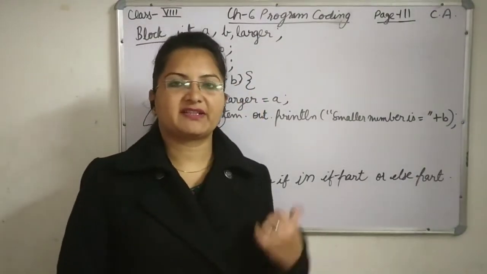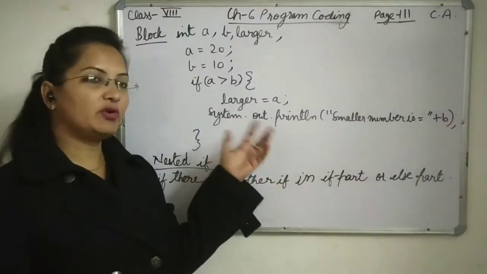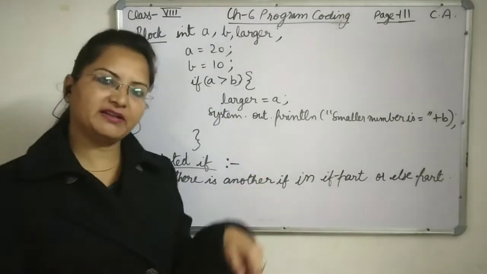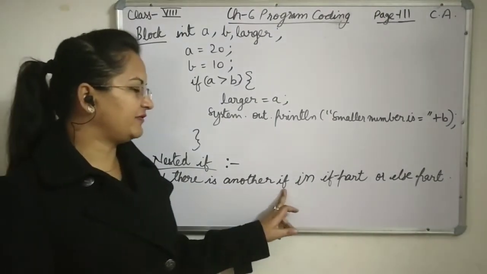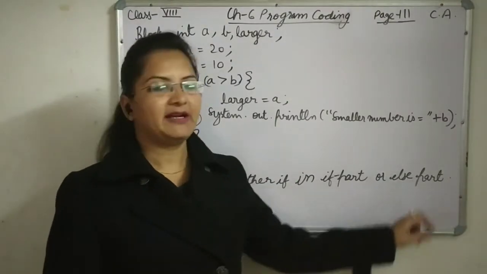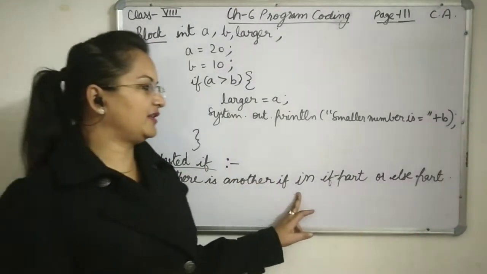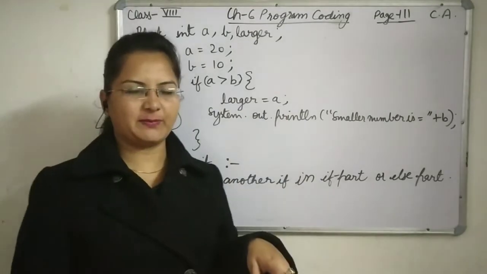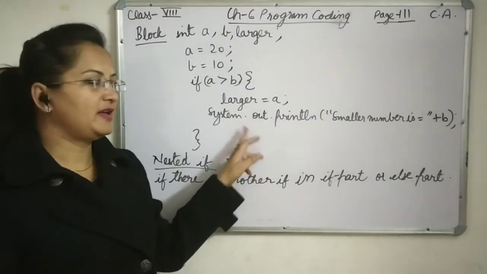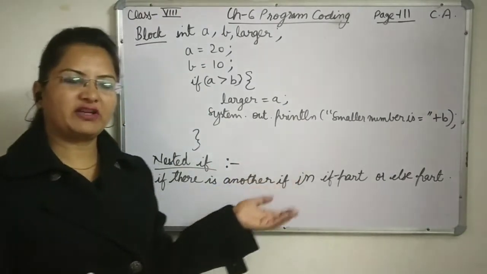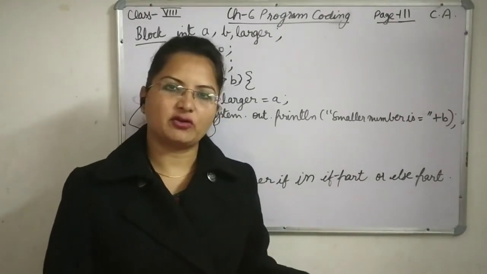Now students, we will discuss nested if. Nested if means there is one more if statement inside the if or in the else part. So in nested if, there is another if in the if part or the else part. If there is only if, then inside the if we can use another if, and if there is if else, we can use an if in the if part also or in the else part also.